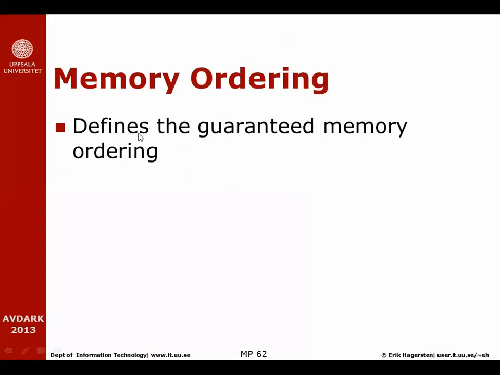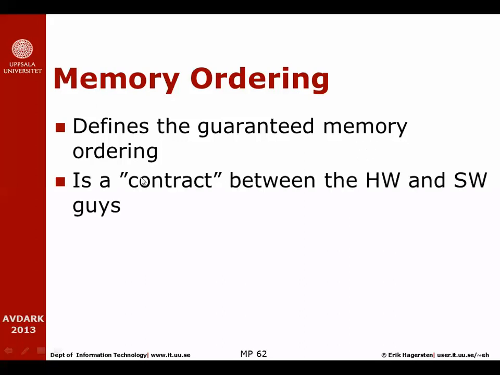So memory ordering defines the guaranteed memory ordering. That's the way I look at this as a hardware designer. It's sort of a contract between the hardware and the software people. So if we at Sun Microsystems agree that we're going to build a specific server with a specific memory model, then all the programmers know exactly what kind of code they could write and what kind of assumptions they could make about our memory model. And vice versa, if we implement this hardware model, we know that all the software that ran on the previous generation servers would also run on this generation servers.